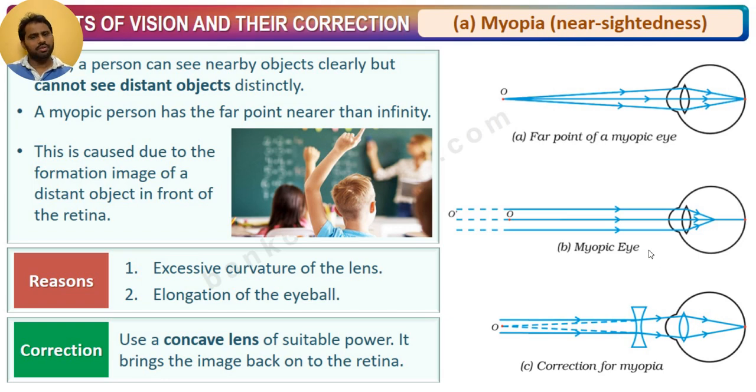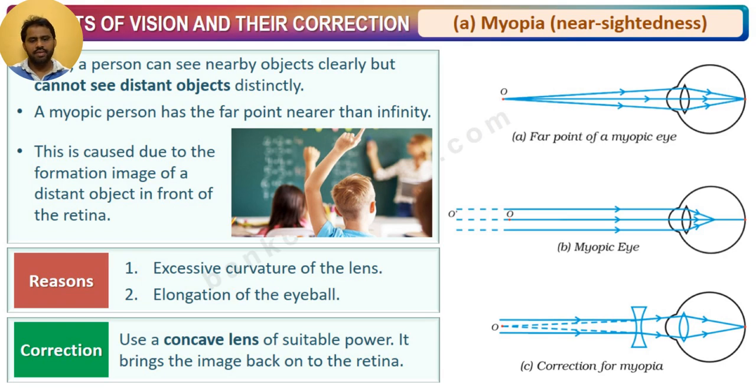What is the correction of myopia? Let us first try to understand the reasons. Sometimes in the exam they will ask, list the reasons for myopia. There are basically two reasons for myopia. Number one, excessive curvature of the lens, where the lens is excessively curved, and number two, elongation of the eyeball. Both reasons are excessive curvature of the lens and elongation of the eyeball.